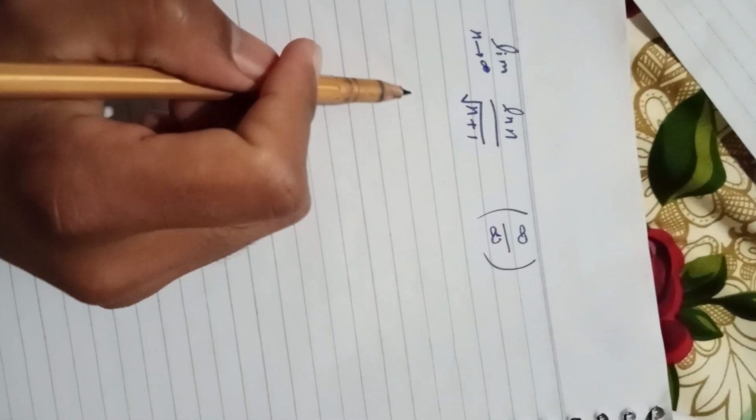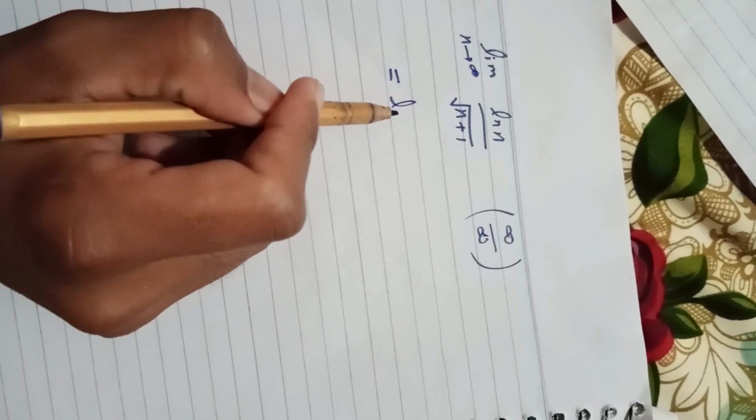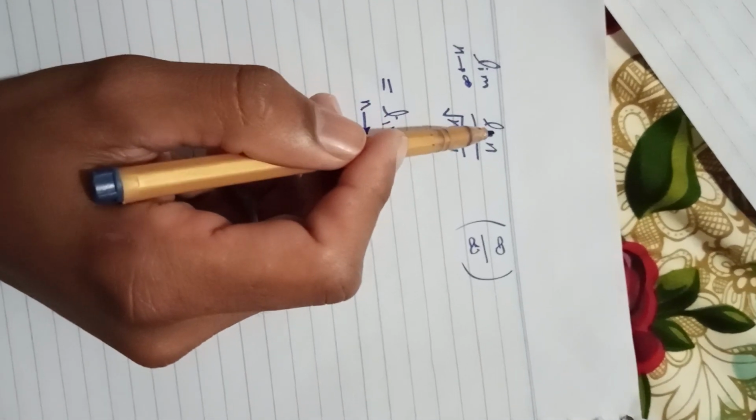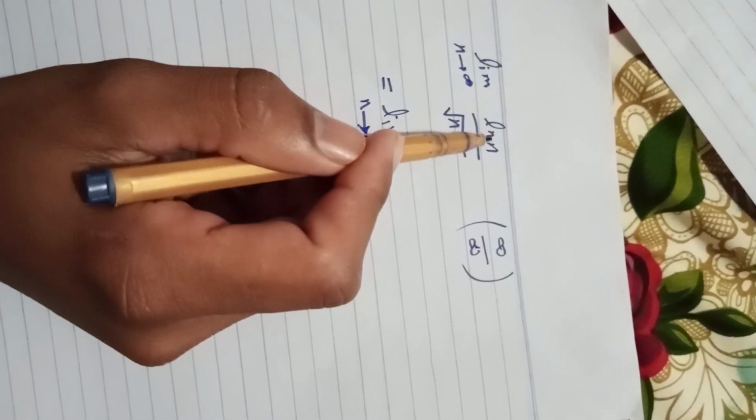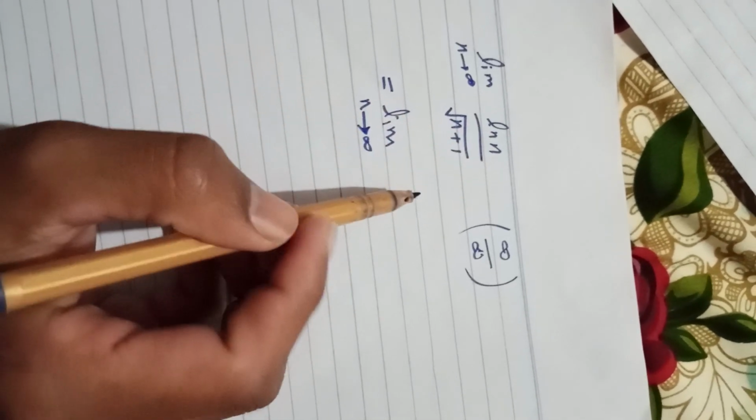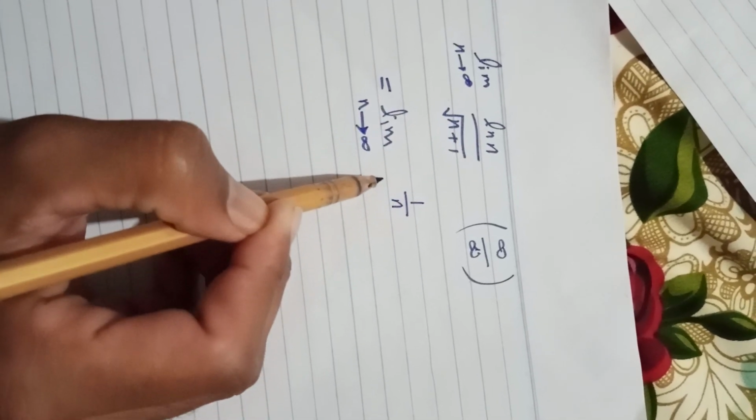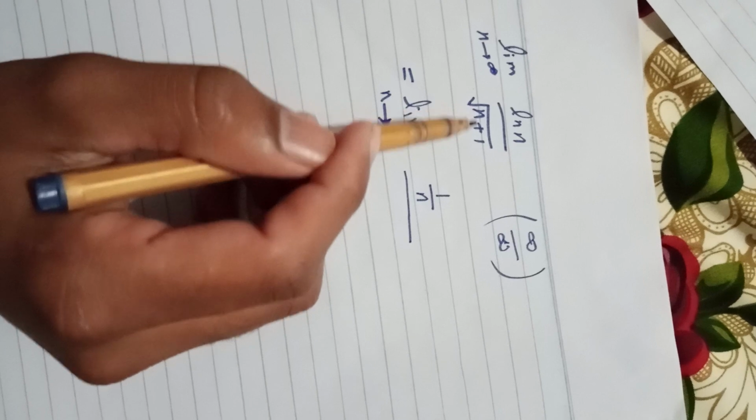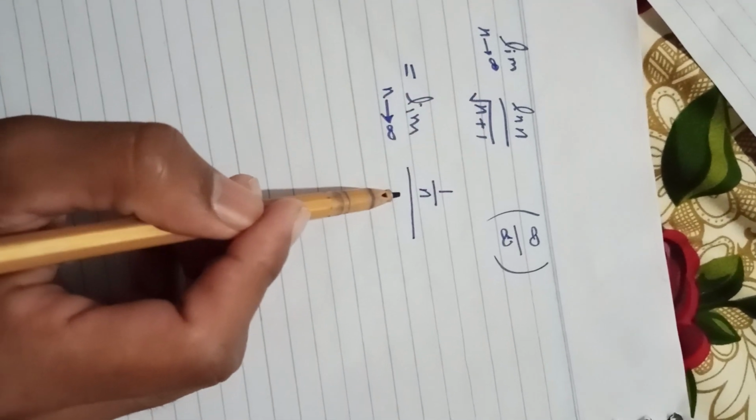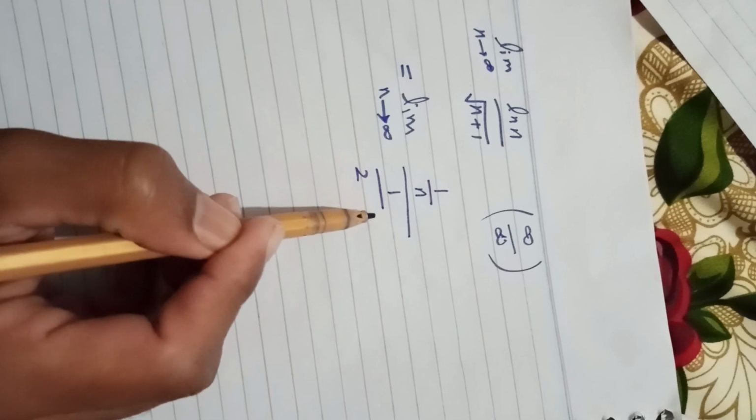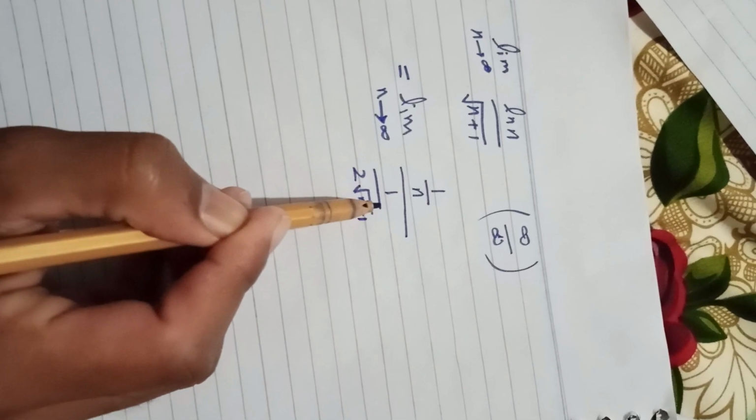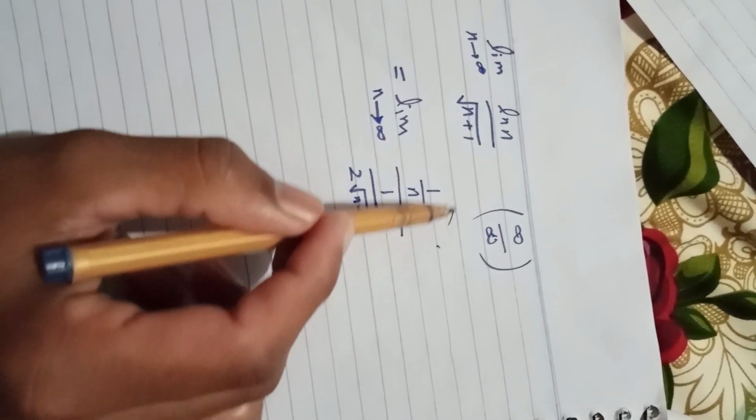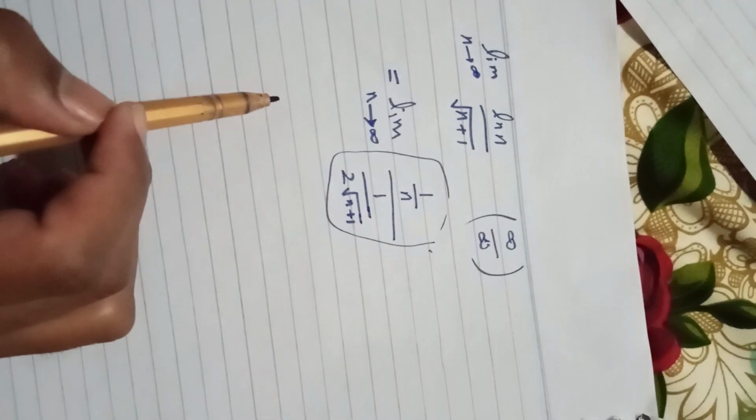We use here the L'Hospital rule, which states that the limit remains the same, limit n approaches infinity, and we take the derivative of the numerator and the denominator. Here the function is log n, so its derivative becomes 1 over n. And in the denominator we have square root of n plus 1. What is the derivative of it? We have 1 over 2 square root of n plus 1. After rearranging these two terms, what will we get?